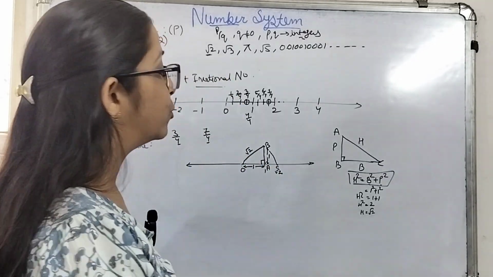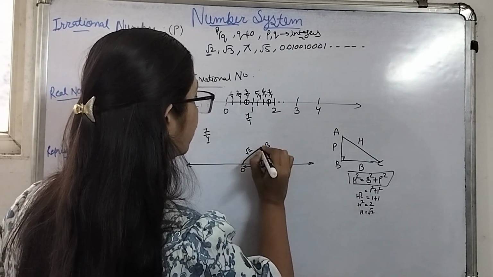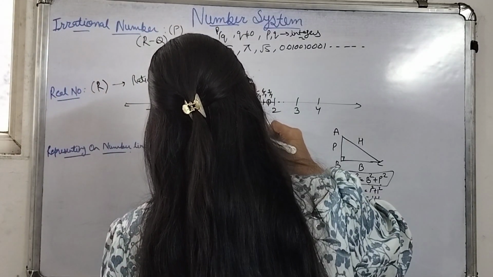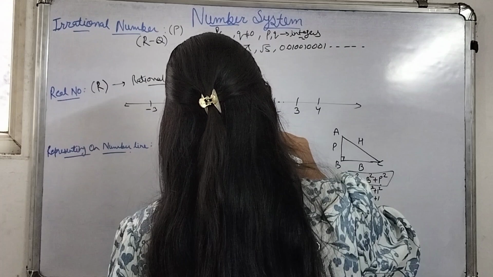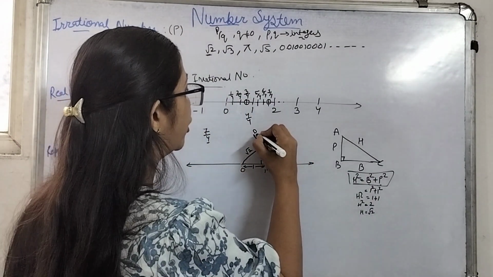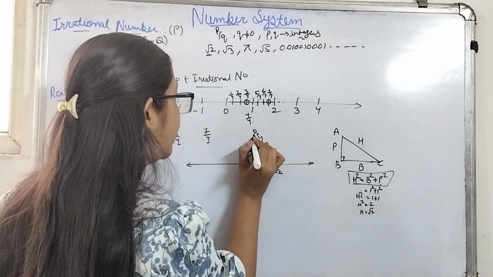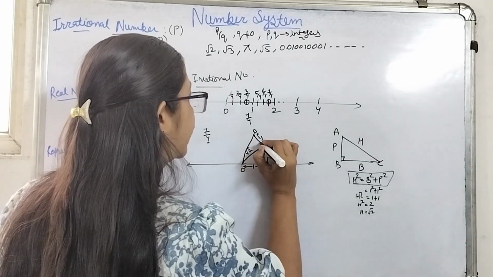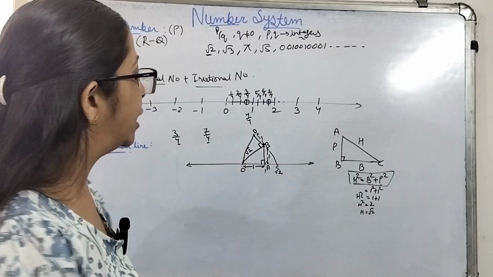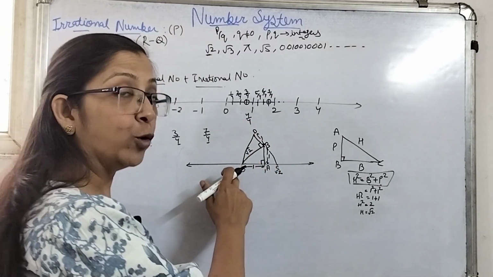Now suppose I am to represent root of 3 on the number line, then what will I do? See over here, OB is your root of 2. Now if at point B I draw the perpendicular, suppose this is your point D and this DB is your unit distance only. Then what will the value of OD be? Again over here this is 90 degrees. We have taken B as the 90 degree angle. Now OB is root of 2, BD is 1. We have to find the value of OD.